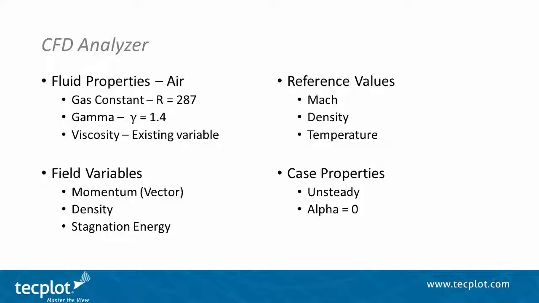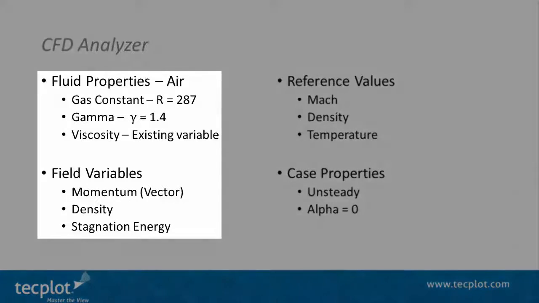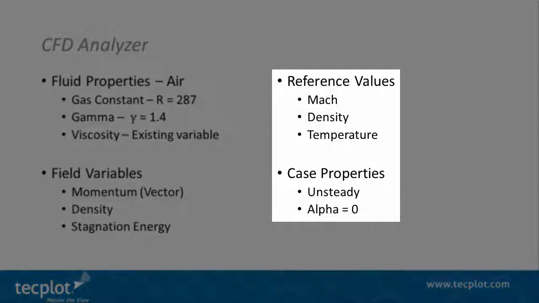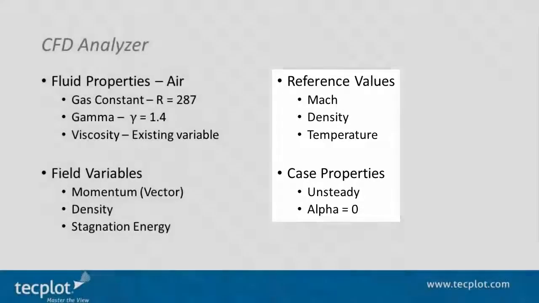For this direct conversion, we must supply the fluid properties of the air and the field variables already present in the dataset. In this video, we will include additional properties not strictly required for this calculation. However, they will be required for other uses of the CFD Analyzer capabilities. These additional properties include the reference values as they approach infinity and overall case properties.